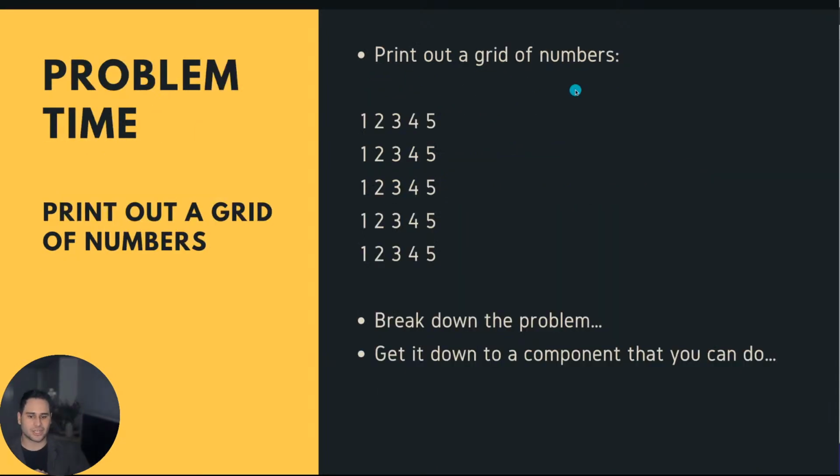All right. So let's say we want to print out a grid of numbers, 1, 2, 3, 4, 5, and we want to print that out 5 times. How can we do this? In this case, this is a bit of a weird example because we could just print the string 1, 2, 3, 4, 5, and we could just loop once 5 times.